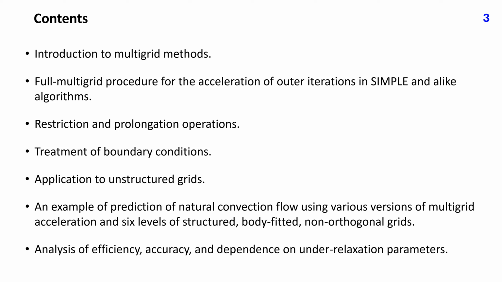Restriction and prolongation are explained on the example of structured two-dimensional grids, but hints to implementation on unstructured grids will also be provided. An example of prediction of natural convection flow using various versions of multigrid acceleration and 6 levels of structured, boundary-fitted, non-orthogonal grids is presented next. 3 other application examples are presented in section 12.4 of the book. Finally, an analysis of efficiency, accuracy, and dependence on under-relaxation factors for the selected test case is presented.